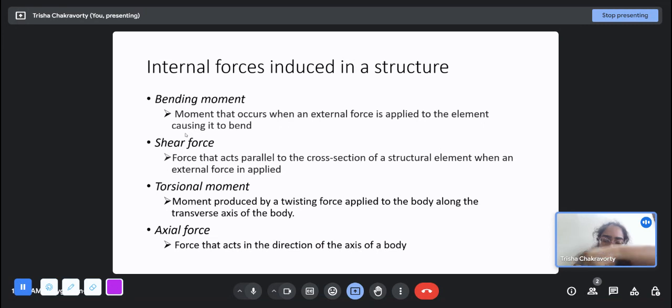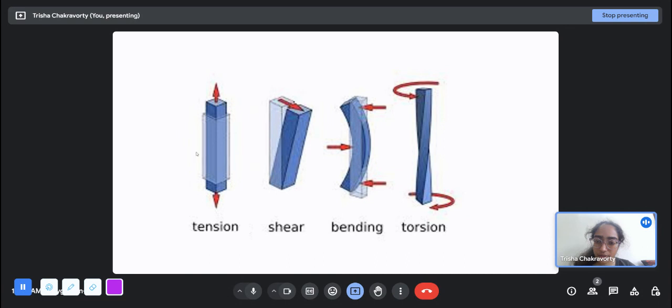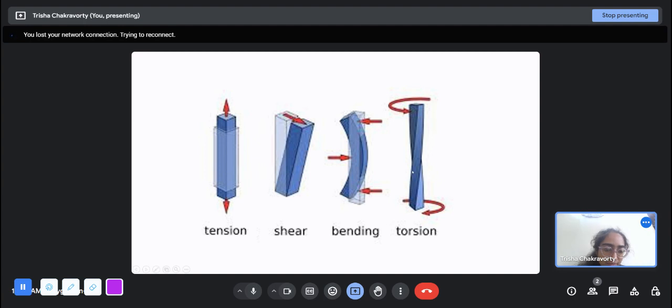And axial force is force that acts along the direction of the axis of the body. So if we pull it, or if we push it along the axis of a beam, that is axial force. This is how they look. Tension and compression are the types of axial forces. This is shear: here the cross section is like this, and the force is being applied perpendicular to it. Bending is the easiest to perceive; we see bending everywhere. And torsion is a twisting kind of moment, twisting about its own axis.